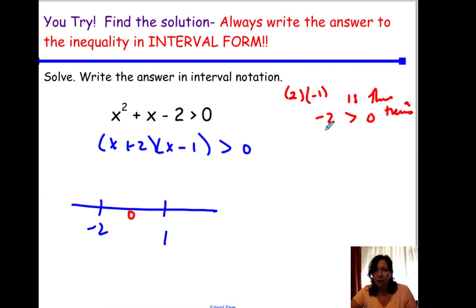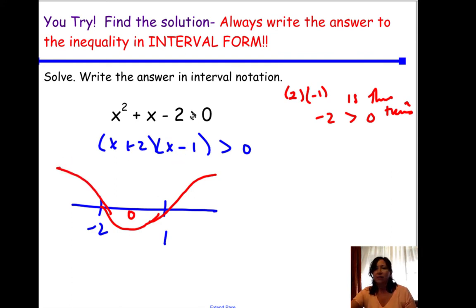Is -2 greater than 0? So we plugged in 0, right? And we got this. You have to ask yourself, is this true or not true? Is -2 greater than 0? No, it's not. Therefore, it's below. It's not greater than, it's below. So we're going to get this. And because I don't have any even multiplicities, there's no bouncing off. So they're just all going to go through, and this is going to go through.